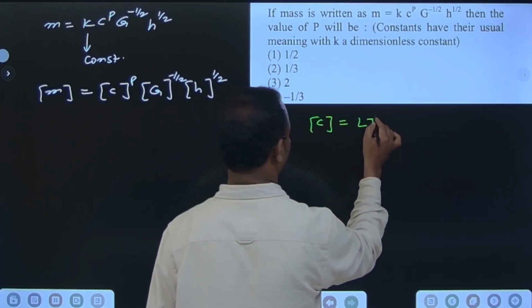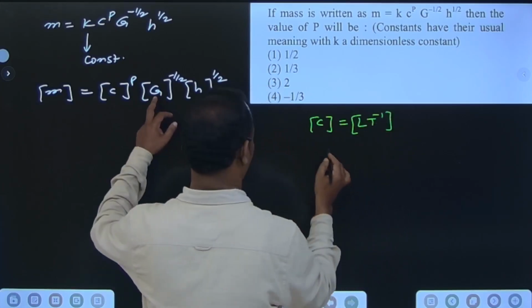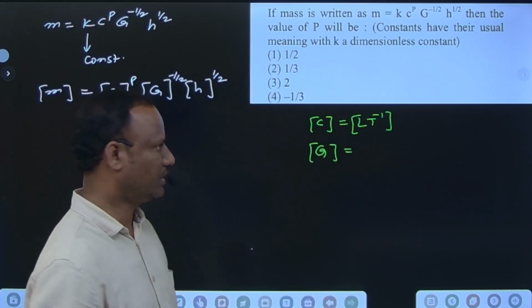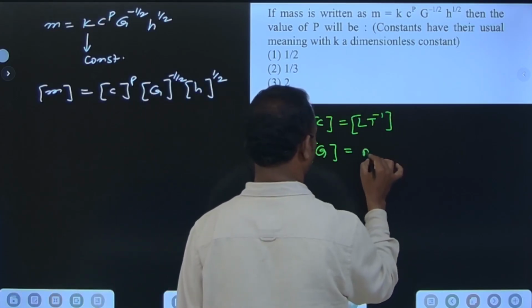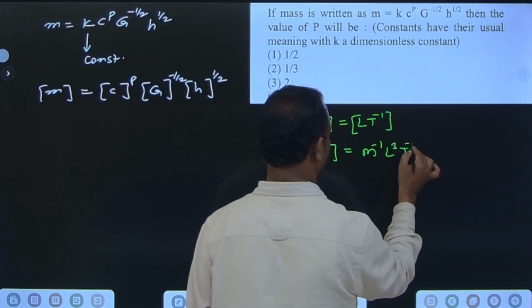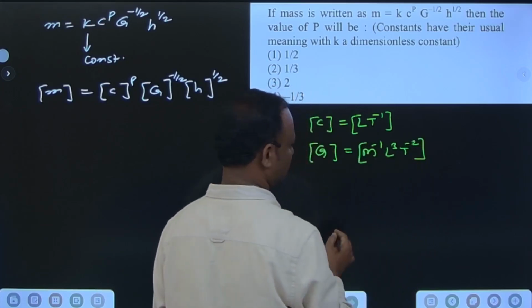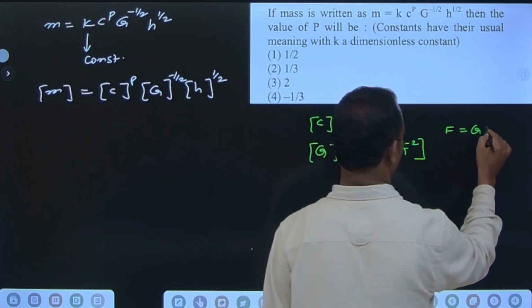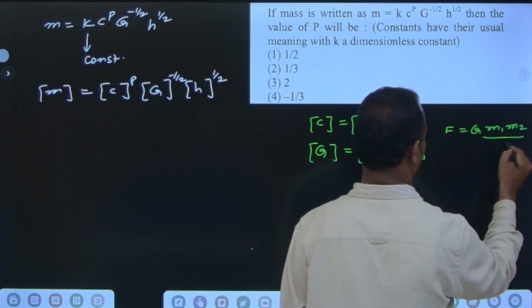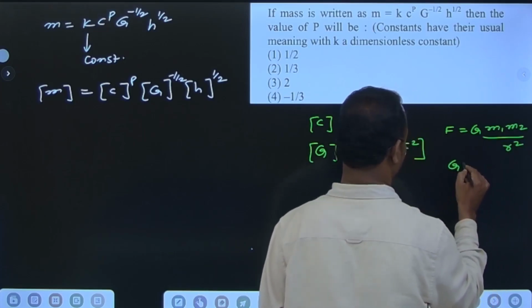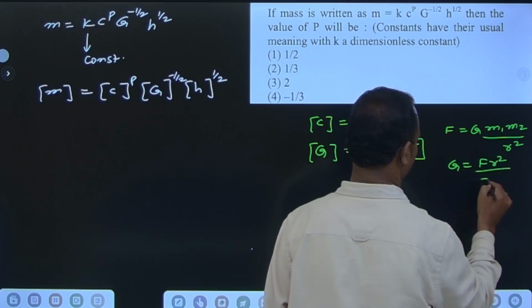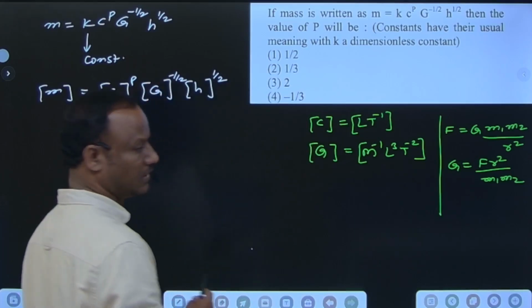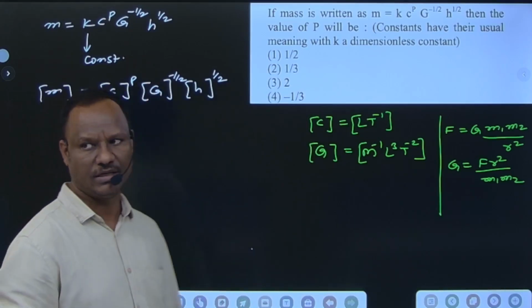Its dimension is LT to the power of minus 1. And G is the universal gravitational constant. From where do you get this? It is M minus 1, L cube, T minus 2. How do we get this? F is equal to G M1 M2 by R square, then G is equal to F R square by M1 M2. You can check this one. You get M minus 1, L cube and T minus 2.